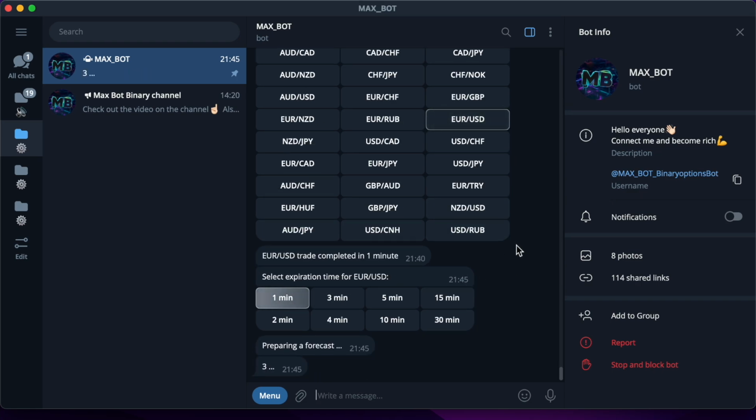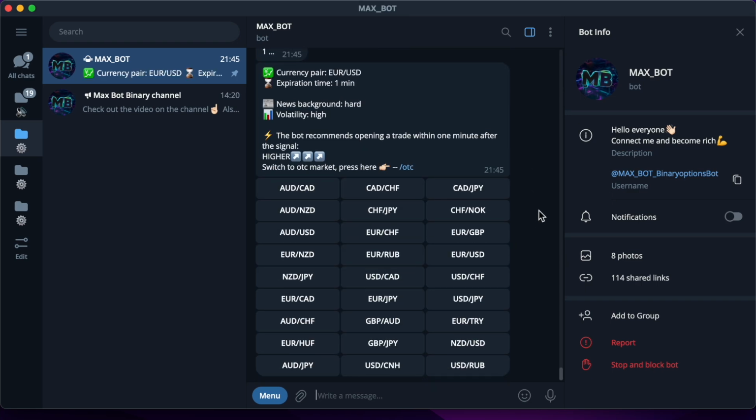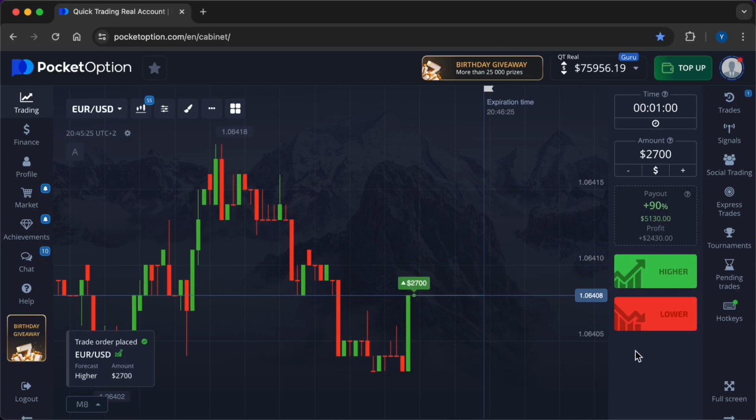So, it's time for the final deal. The signal is higher. The entry point is $2,700.